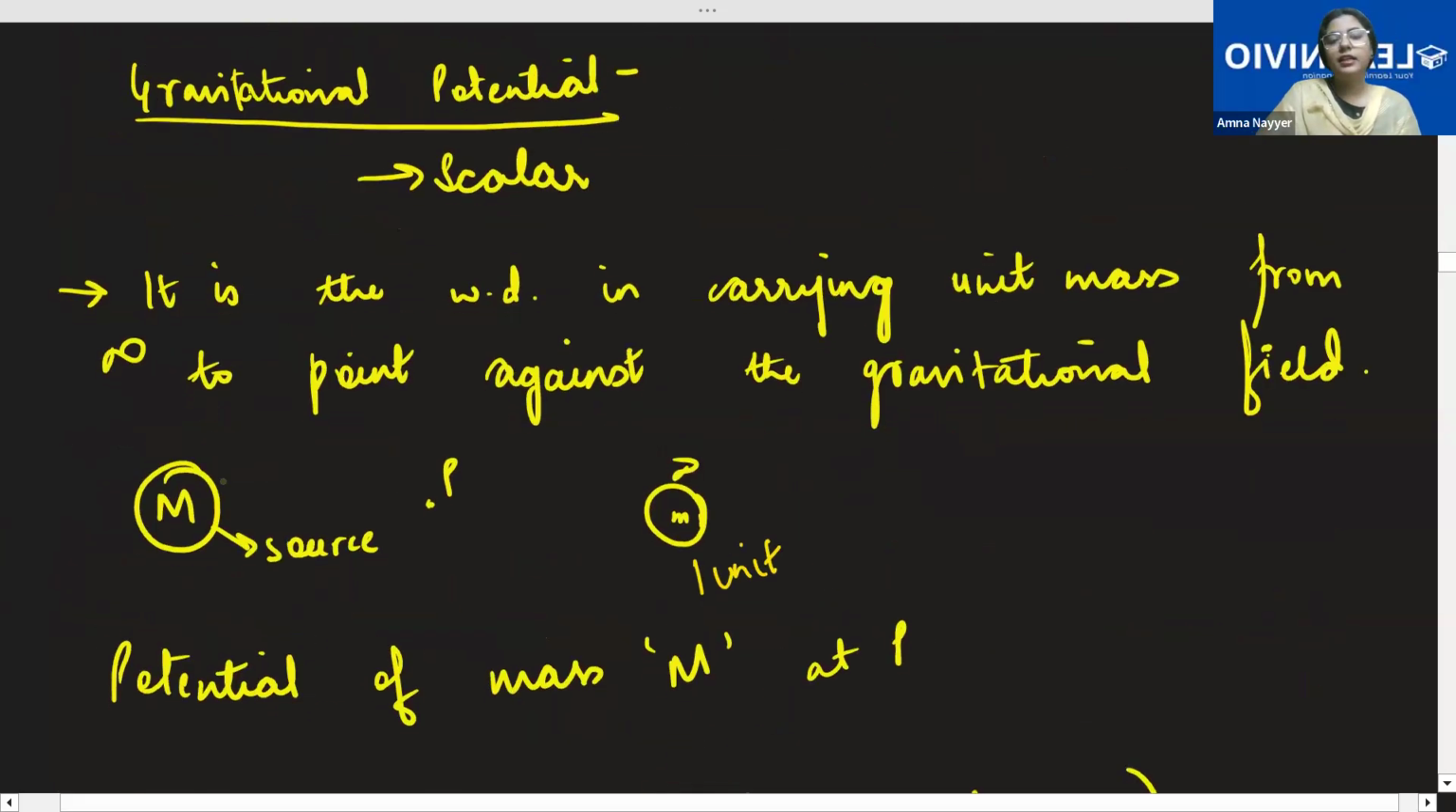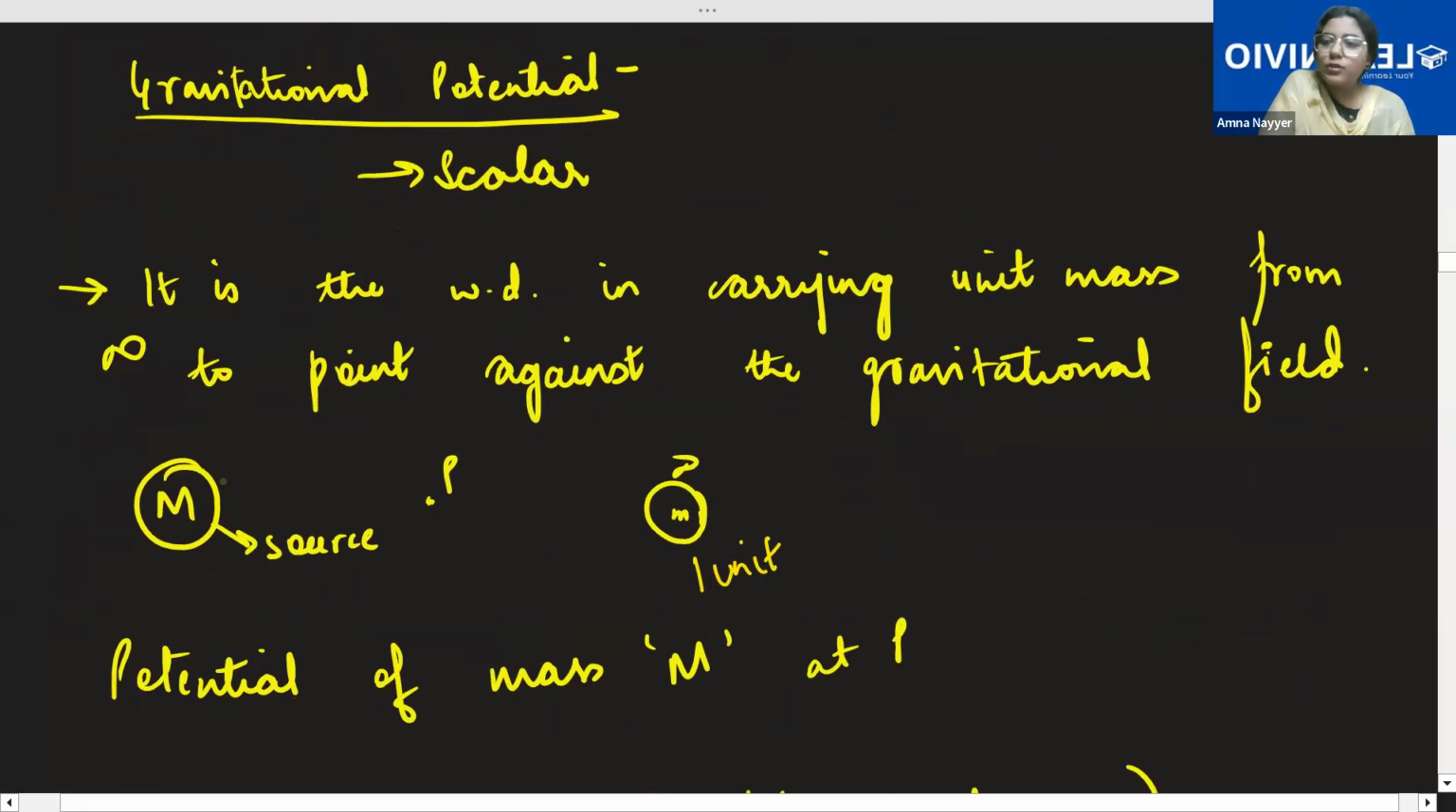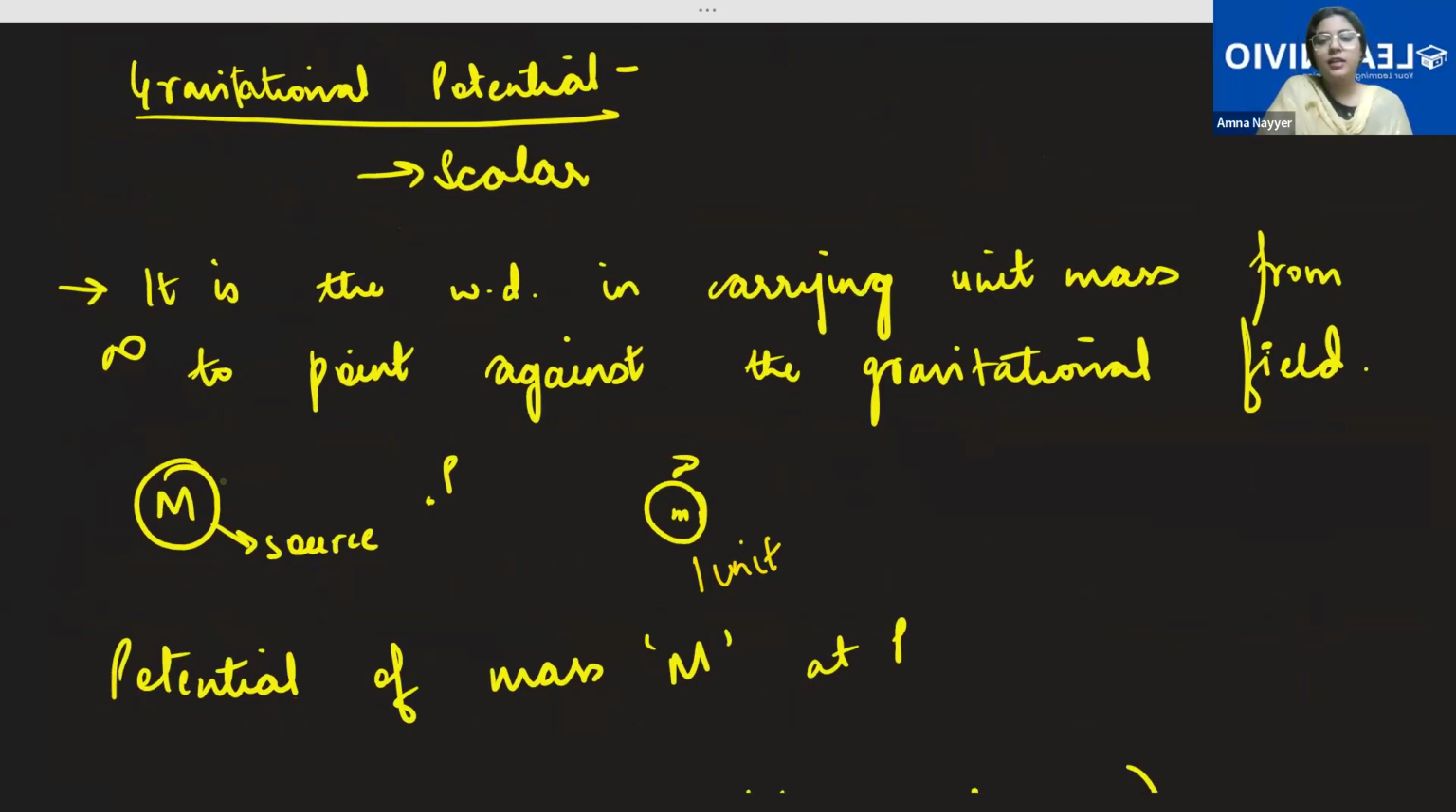Okay, see, coming to potential. That was intensity. Coming to the potential. Potential is actually a scalar quantity. So whatever is this work done that we have talked about, when we take that work done per unit mass, that is known as the gravitational potential. So it is the work done in carrying unit mass from infinity to a point against a gravitational field. Same thing, but work done per unit mass is known as the gravitational potential.